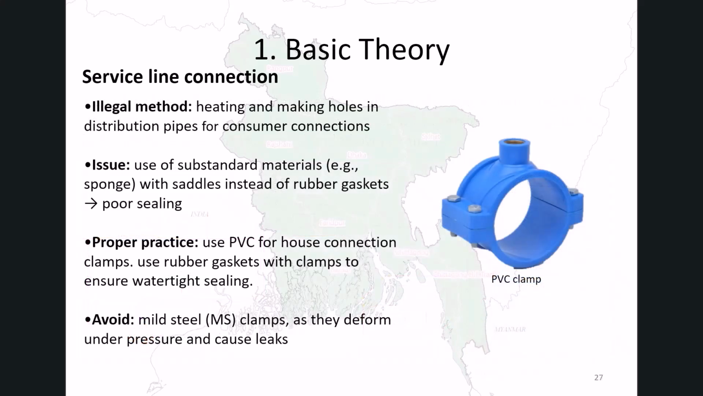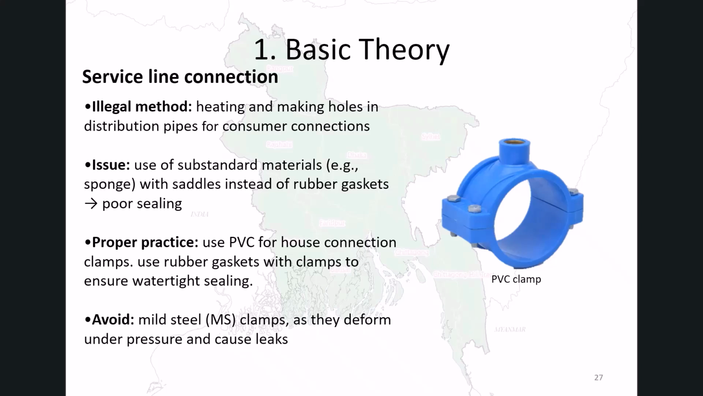This explains the proper method for connecting a service line to the distribution pipe. A small diameter pipe, typically 15 to 25 mm, is installed at the property boundary, and a water meter is installed to measure household water consumption. Improper practices, such as heating the main pipe to create an opening or using sponge materials with the saddle, should be avoided as they can cause leakage and contamination.